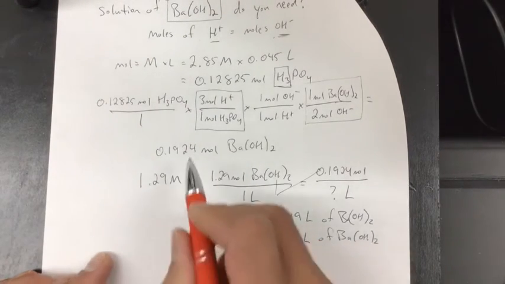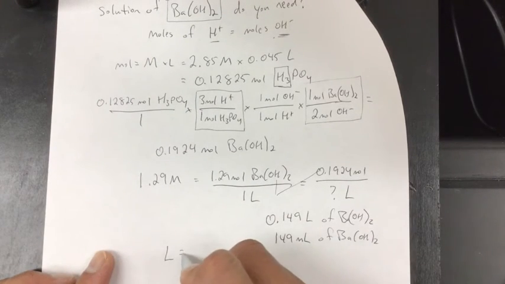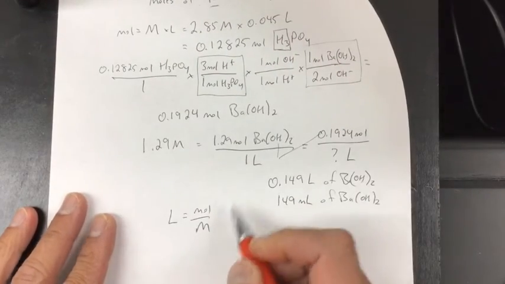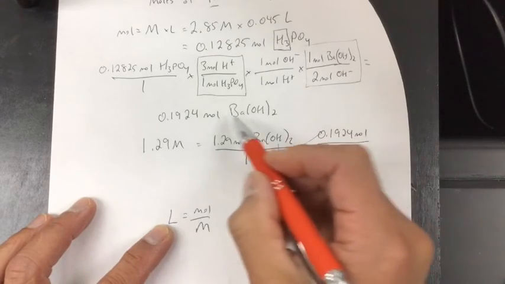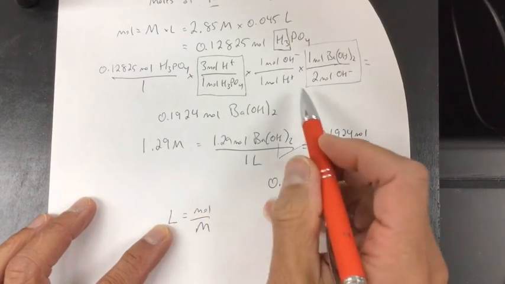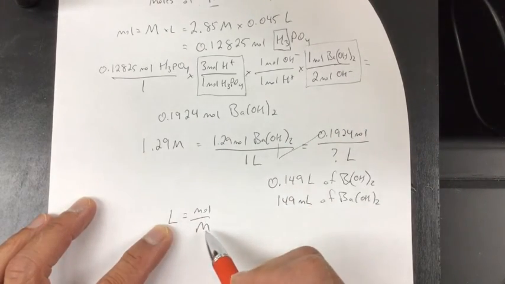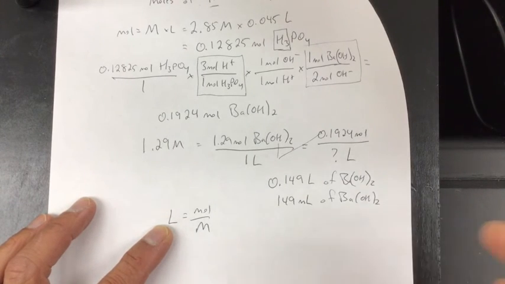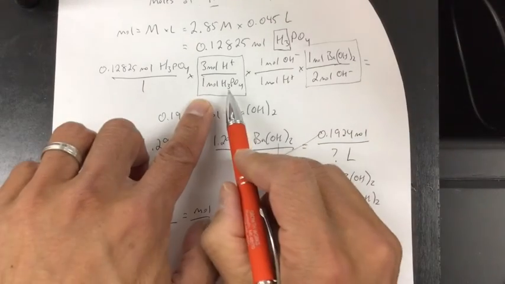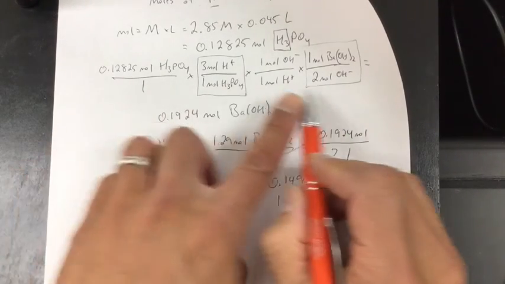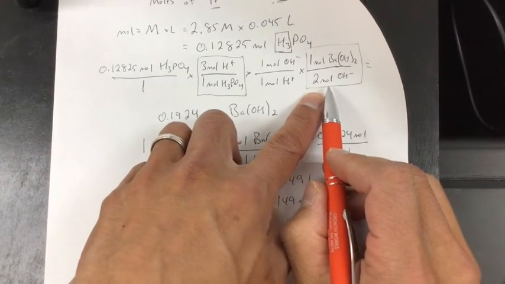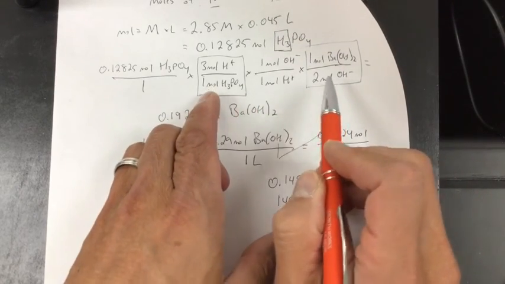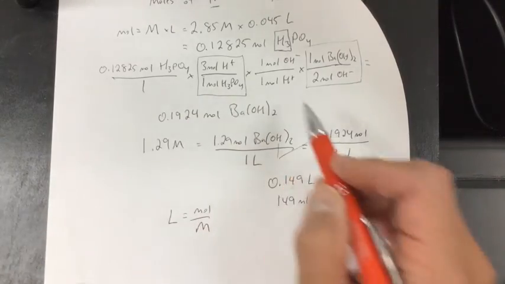We could do it another way. Remember, liters equals moles over molarity, and that's going to give you the same thing. If I want the liters, I can plug in the moles here. I have my molarity, 1.29 molar, and I can solve for that. But that is how you tackle a question that has either multiple H's or multiple OH's. Sometimes you have one, sometimes you have the other, sometimes you have both, and you just have to make sure you check and see what your ratios are here.